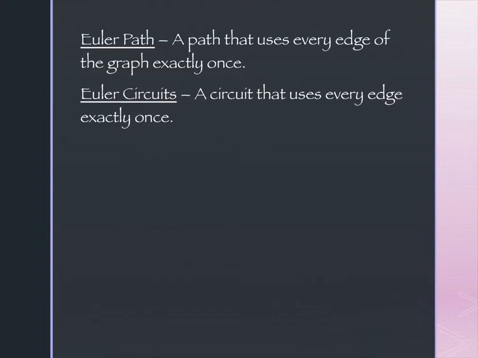An Euler path is a path. Remember, path means you can't do what? Repeat edges. Okay, so you can't repeat edges. But if it's an Euler path, it also uses every edge in the graph. So it uses every edge and you can't repeat it. Write that down if that's helpful to you. An Euler path uses every edge and repeats none.